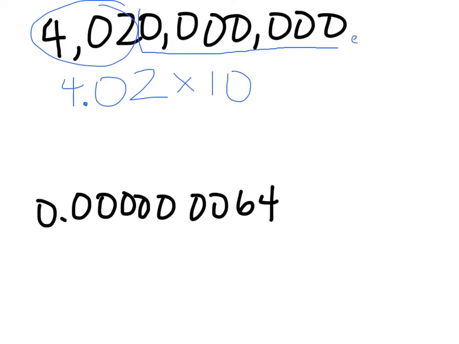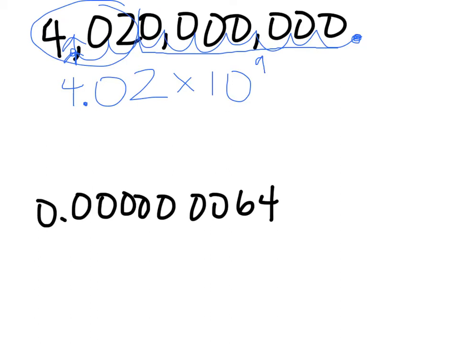Well, this is where my decimal started, and this is where I need it to finish. So I moved it 1, 2, 3, 4, 5, 6, 7, 8, 9 places. And since this is a really big number, it's going to have a positive exponent. So 4.02 times 10 to the 9th.